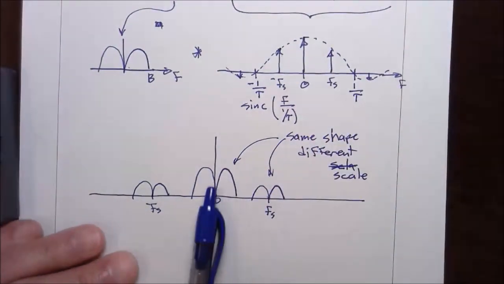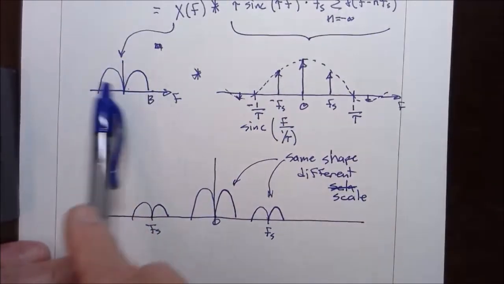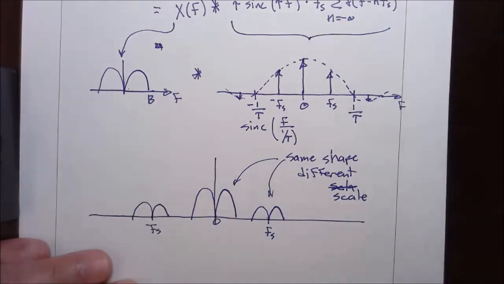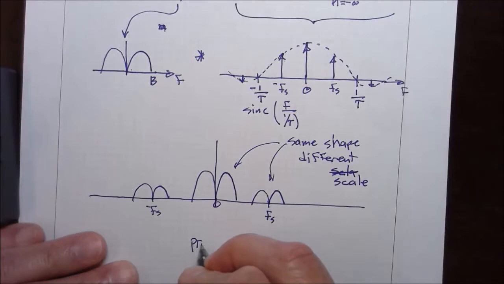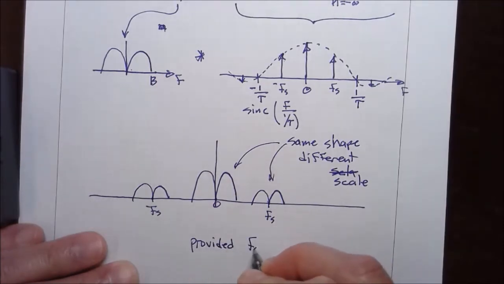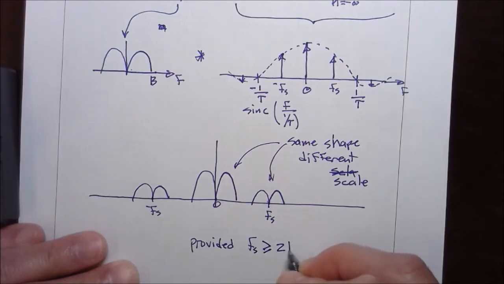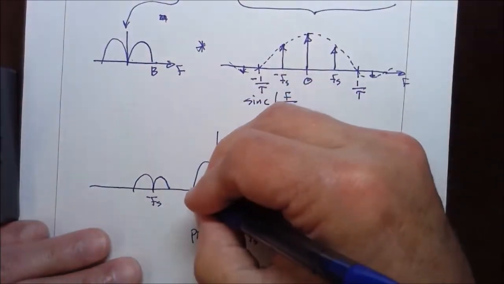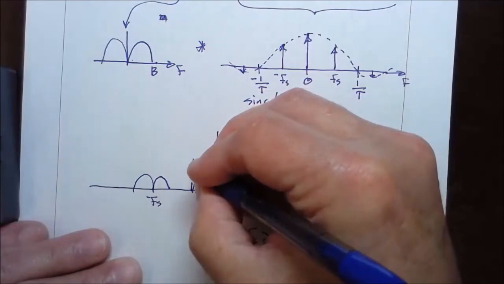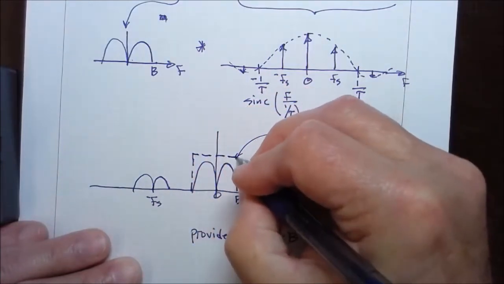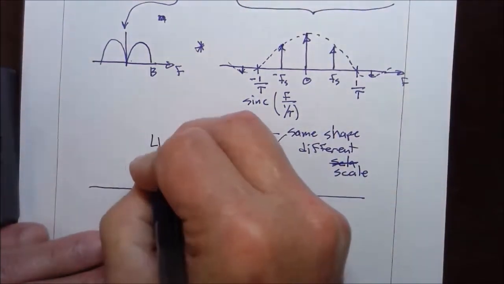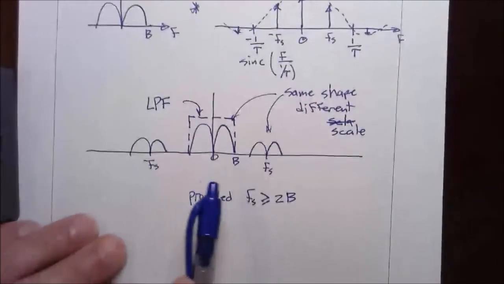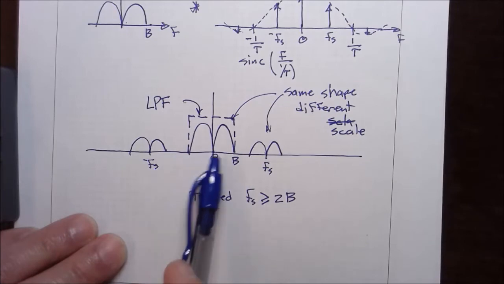Nonetheless, each of these replicas is an exact replica of the spectrum of the original message signal, and provided that the sampling frequency is greater than or equal to twice the bandwidth of the original message signal, we can isolate and filter out the original message signal with a low-pass filter, and again recover the original message signal in its exact form.